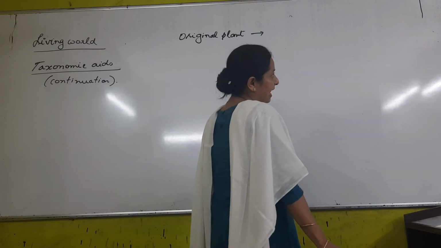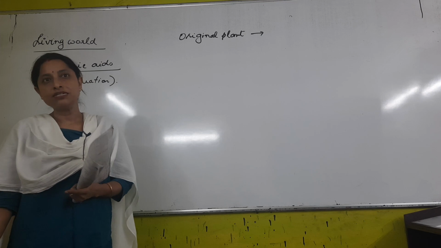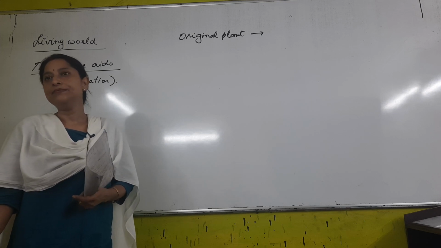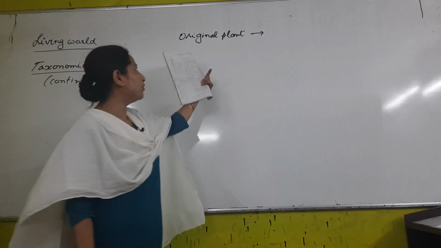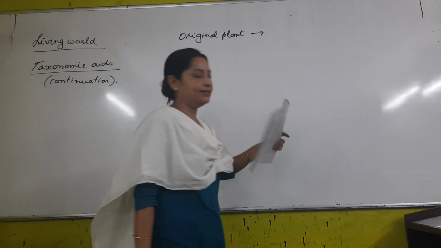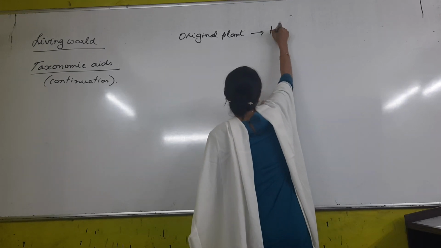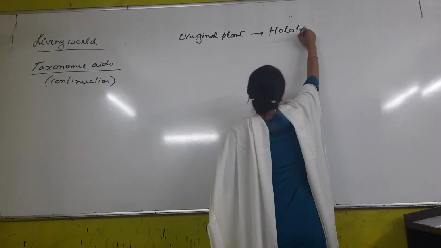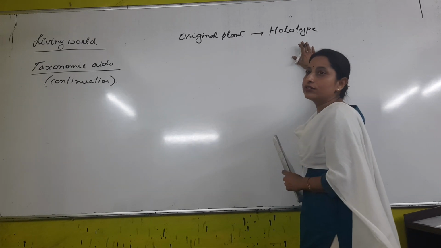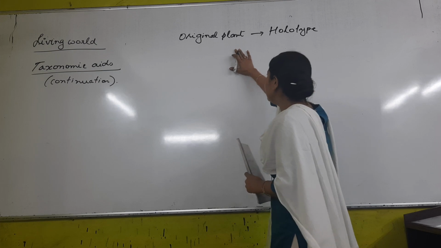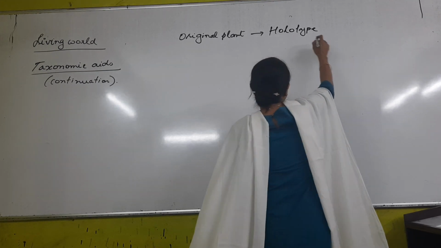We were discussing type specimen, and the first word that we have talked about was holotype. What is a holotype? The first form, or we can always use this word, the original. Now, just don't read it like this, that the original plant is called holotype. The original plant, the first herbarium that was made, was called holotype.